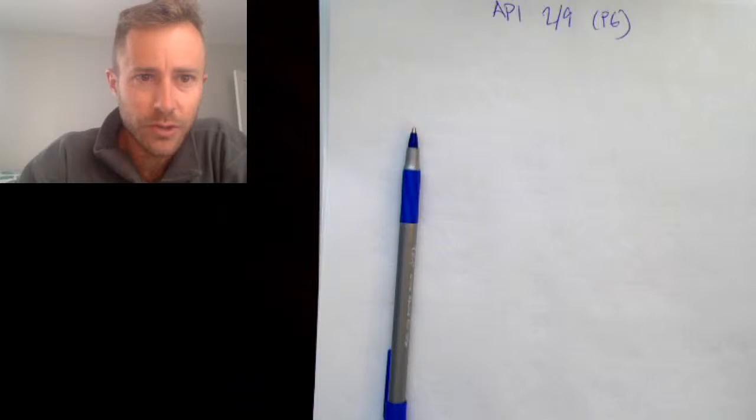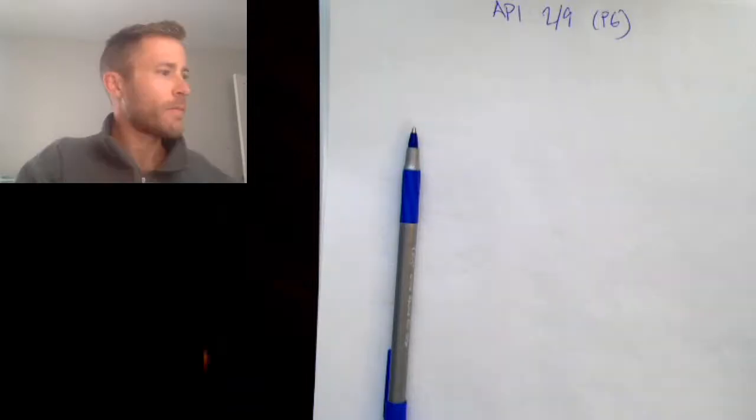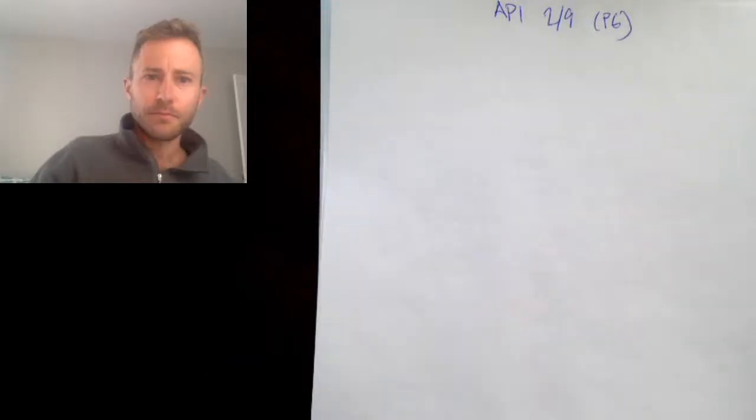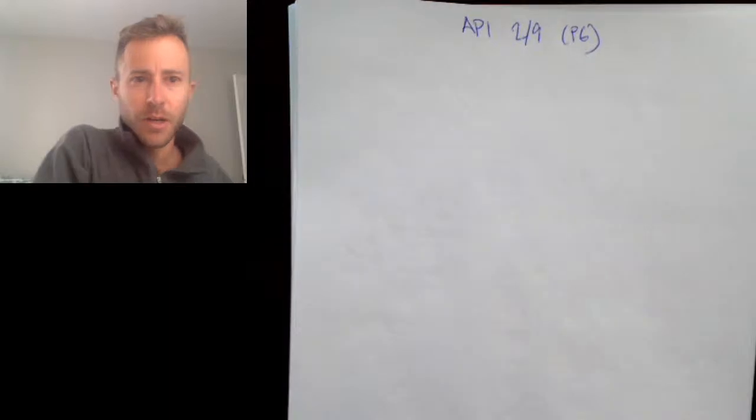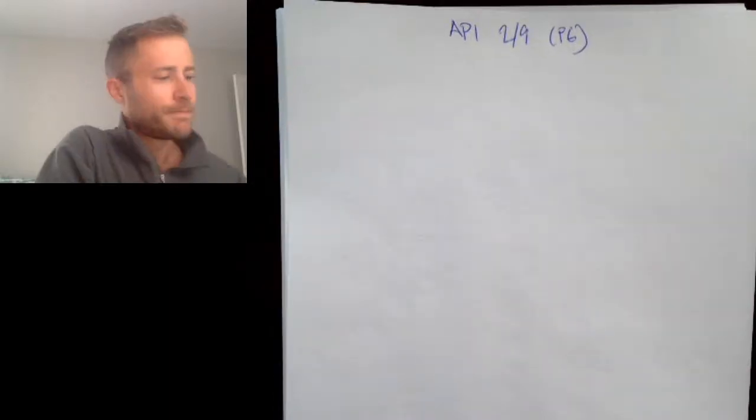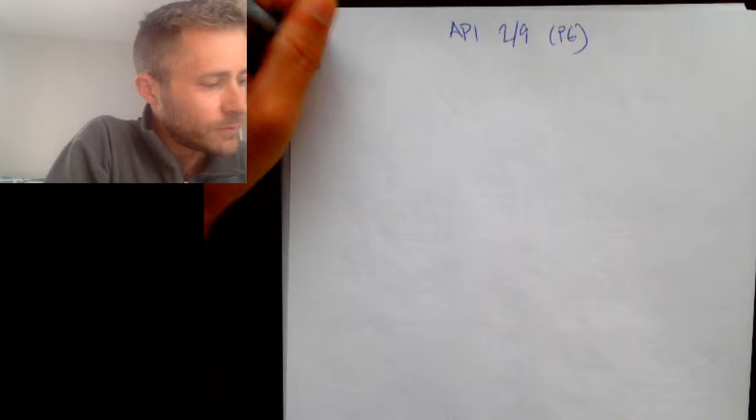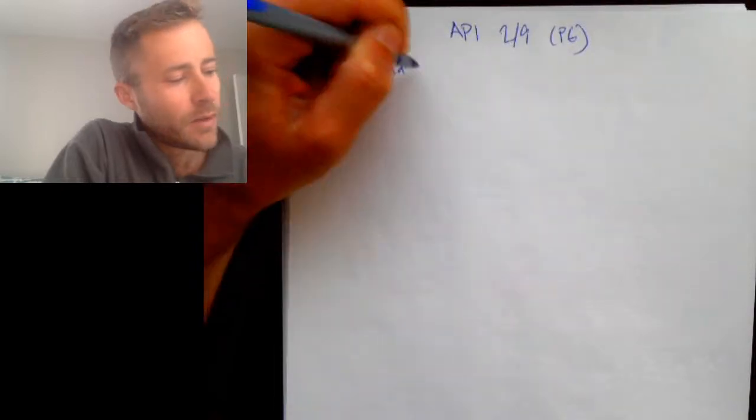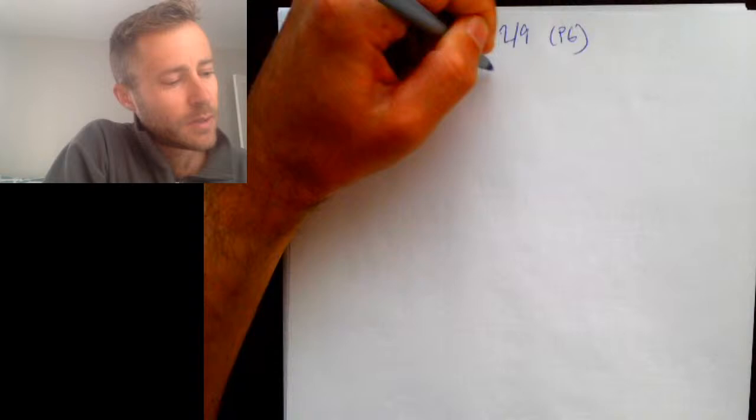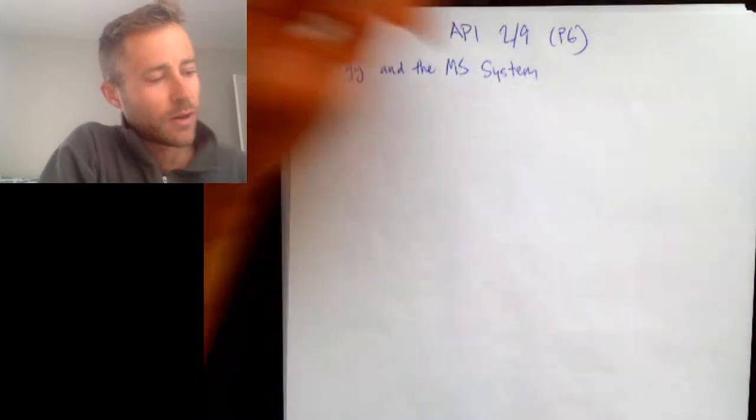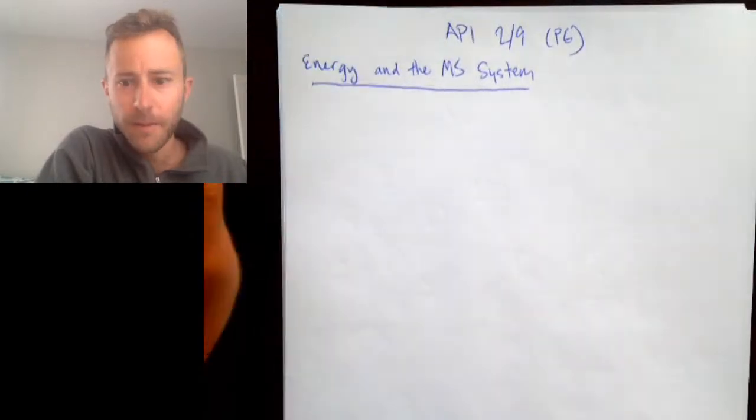All right, I'm going to go ahead and get started. Hello, class. I'm going to try to keep this lesson to about 20 minutes, and then I'll check in with you guys in the Zoom room. So, what are we talking about today? Well, we are going to be talking about energy and the mass spring system. And this is our topic for the entire week. Okay.